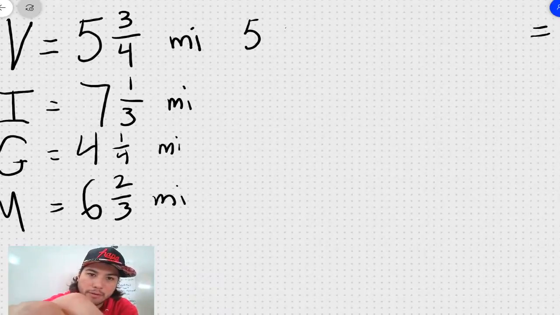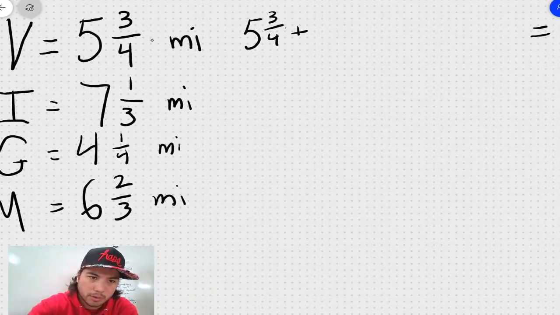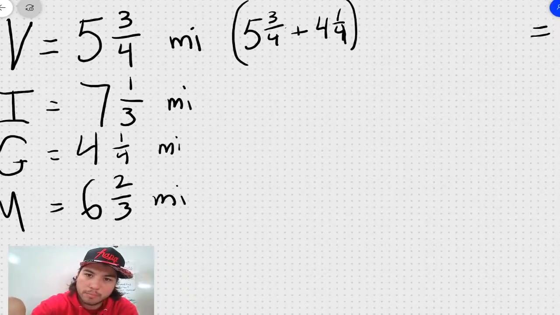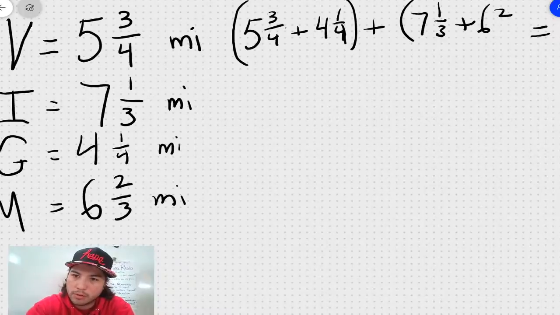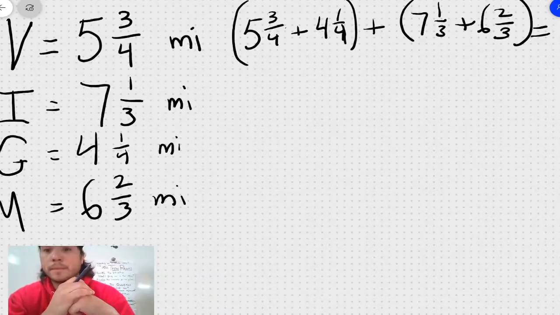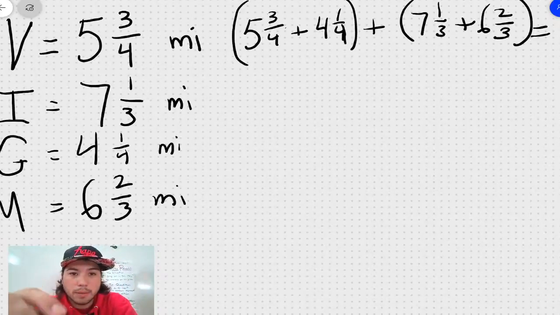So we have 5 3/4 plus, which one of these has fourths? 4 1/4. So that's going to be one part of my equation. Now let's add my thirds. 7 1/3 plus 6 2/3. Okay, so now I can add both of these up. So I'm going to use the separated out method.